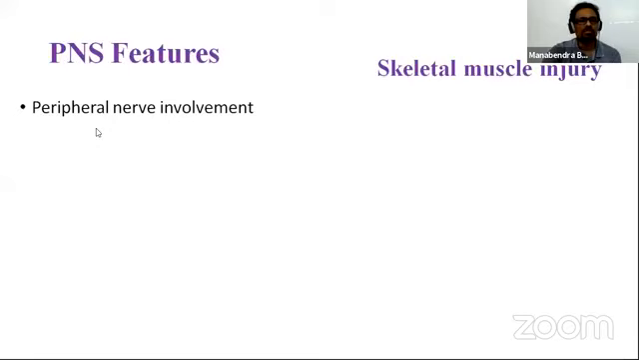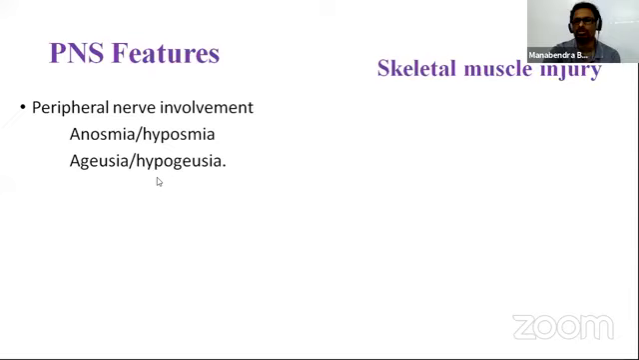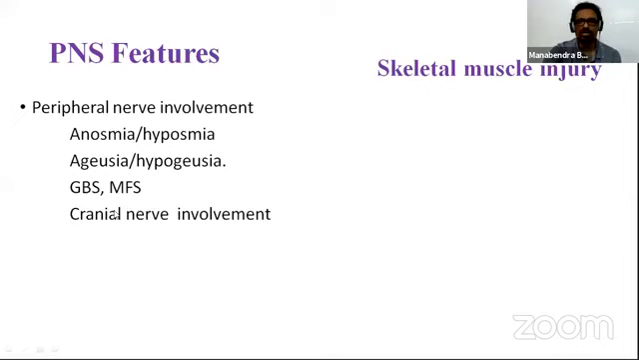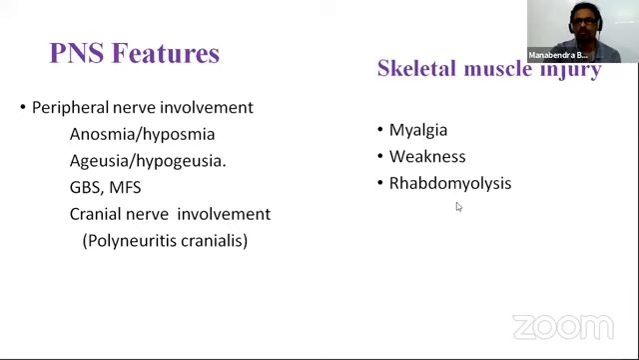In the peripheral nervous system there is peripheral nerve involvement. We saw the anosmia and hyposmia, already discussed, and also ageusia or hypogeusia, a lack of taste, as the virus gains access to the epithelium of the tongue and also the cranial nerves. Peripheral nerve manifestations can be GBS and Miller-Fisher variants, some cranial nerve involvement, even multiple cranial nerves. There is also skeletal muscle injury, in the mild form myalgia and proximal weakness, and in the severe form rhabdomyolysis.